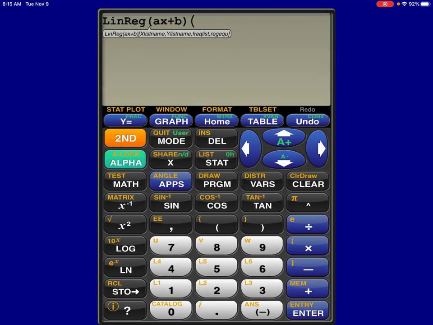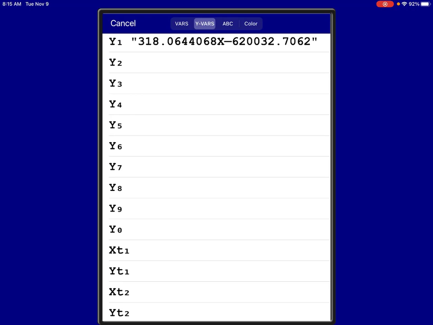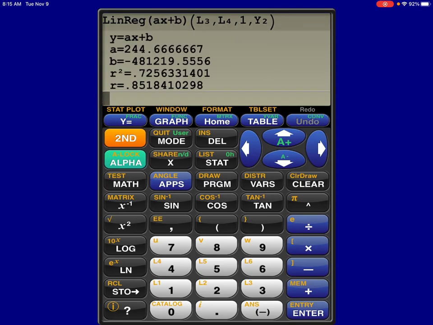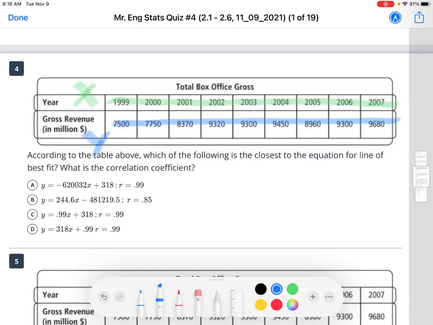So now I have it in list 3, so I'm going to press second 3, second 4, and then where do I want to store this? So Vars, Y-Vars. And what's nice about my tablet, iPad app, it's telling me which ones are free. So I'm going to put it into y2. Okay, so my slope is 244 and my y-intercept is negative 481 with a correlation coefficient of 0.855. Okay, so that would be choice B.